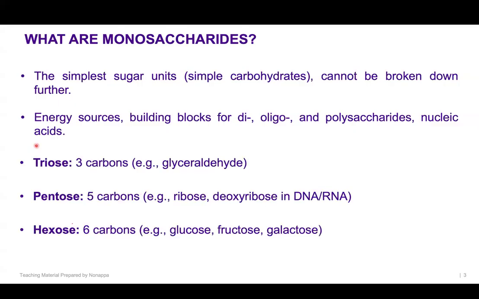We can also classify them as trioses if they have 3 carbon, tetroses if they have 4 carbon, pentoses if they have 5 carbon. Some of the important molecules are ribose and deoxyribose: deoxyribose is present in DNA, ribose is present in RNA. And hexoses, 6 carbon containing sugars such as glucose, fructose, and galactose, are important source of energy.